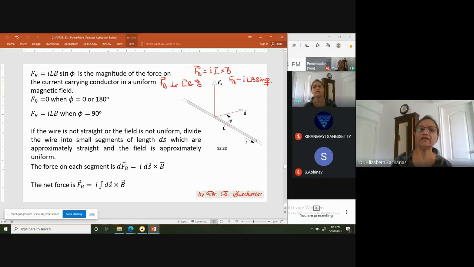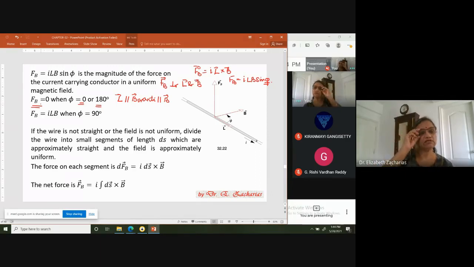Okay, now let us just play with phi. What happens if phi is 0 or 180? Phi is 0 or 180 means L is parallel to B. The current is parallel to the magnetic field or anti-parallel to the magnetic field. Then what happens? You know, sine of 0 or sine of 180 is 0. Therefore, the force is going to be 0. So from this, there is an application. If you don't want your current carrying conductor to be affected by an external magnetic field, put it parallel or anti-parallel to the magnetic field.